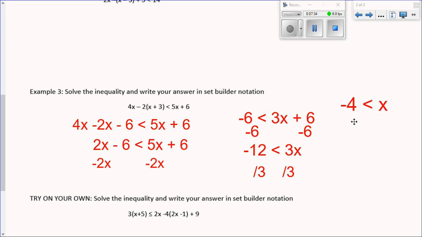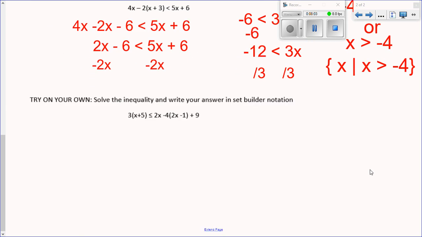Now if you like your x to be on the left side, you can reverse it, but you need to reverse everything. So the x needs to be over here, the negative 4 needs to be over here, and the little alligator still needs to go towards the x. Okay, so you flip the whole thing. So it says x is greater than negative 4. Okay, you can give me either of those. It means the same thing. It's totally fine. Set builder notation usually prefers the x to be in the front. Okay, and then you guys will try this one on your own.